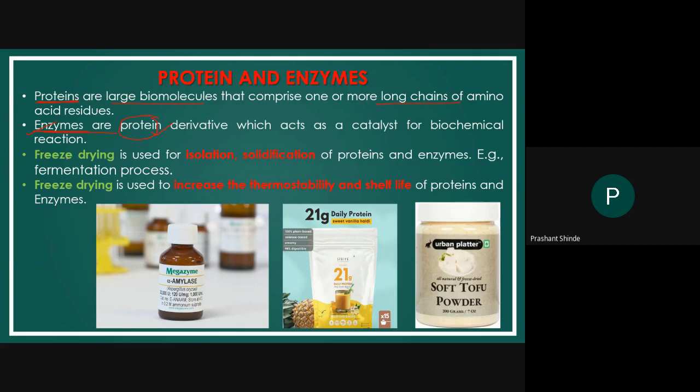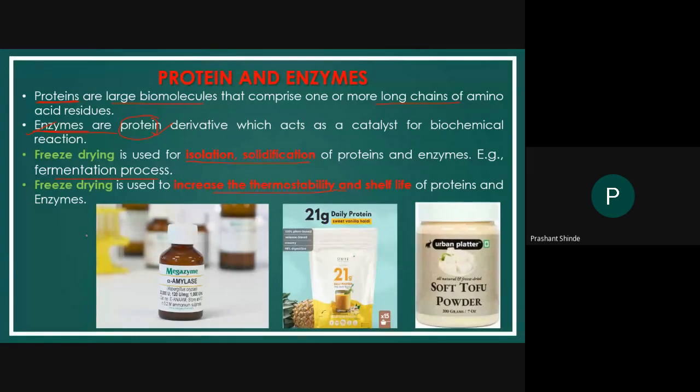Now, where are we going to use this lyophilization process, or freeze drying process, for the preparation of these proteins and enzymes? They can be used for the isolation and solidification of the end product collected from the fermentation process. And second, it will also increase the thermostability and the shelf life of the proteins and enzymes collected from any other technique.